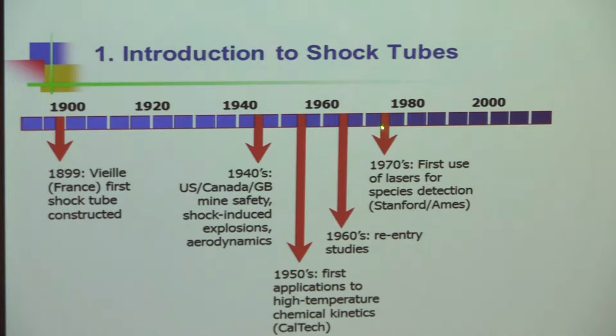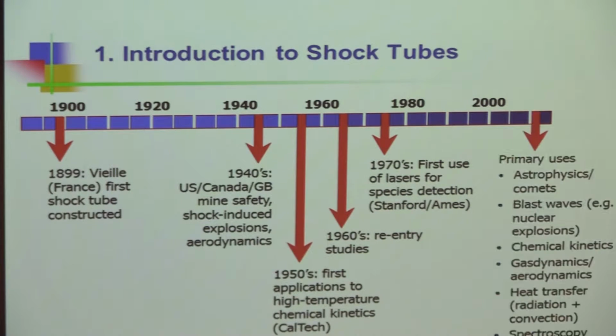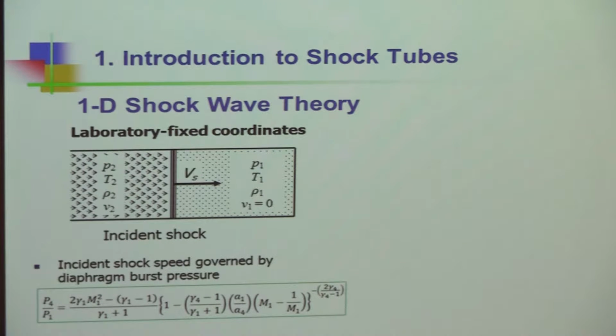It was around 1970 when lasers first became applied to shock tubes for species detection. And I was one of those people that did that. Since then, there's been quite a few applications. People interested in astrophysics, nuclear explosions, chemical kinetics, aerodynamics, heat transfer, a lot of different things. So it's basically a way of getting a controlled, temporary, high temperature, and possibly high pressure source of gas. Actually, it can also be an aerosol, but mostly we deal with gases.